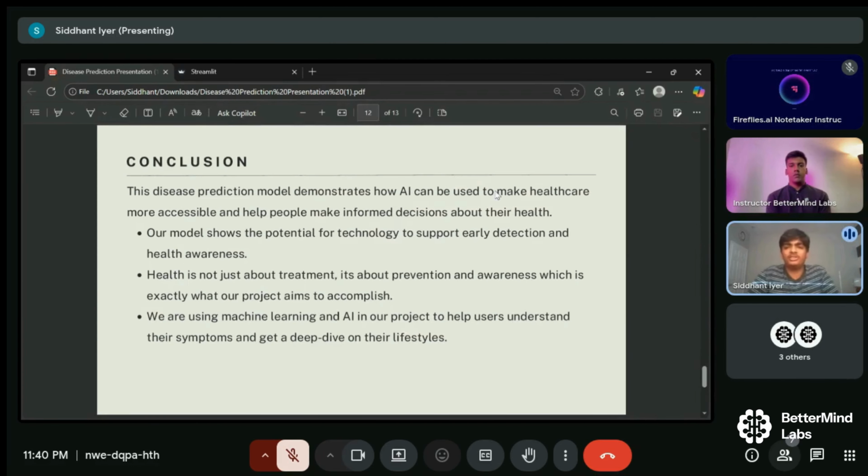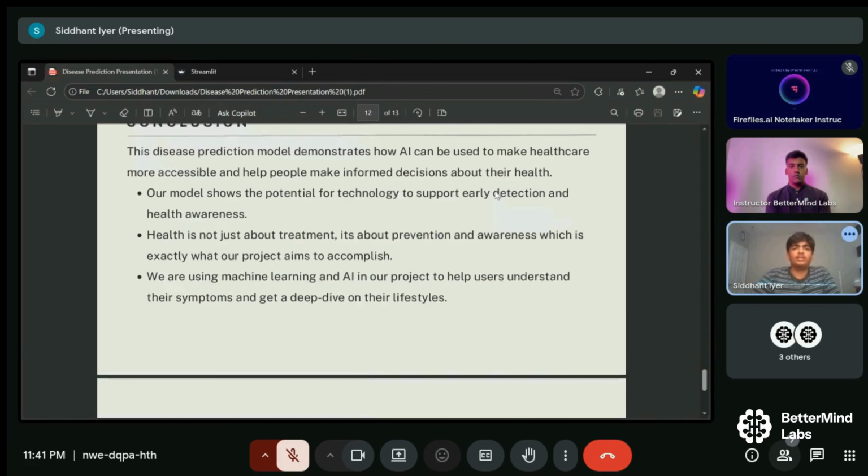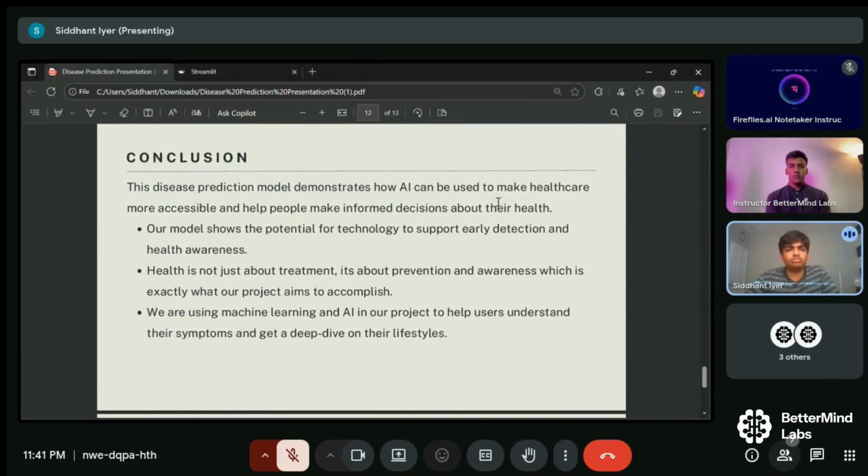In conclusion, this program that we created uses machine learning and AI to make healthcare more accessible as well as detect diseases early on to make sure people get informed detection of their health. Yeah, I guess that's it for that.